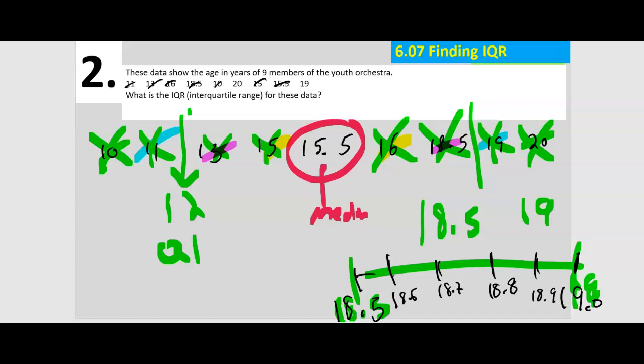Let's cross off one at a time. I'll do a nice little red here. Cross this one off, cross this one off. Get to the middle. Uh-oh, both of these numbers are in the middle. So what's in between 18.7 and 18.8? That would be 18.75. That's what's in the middle.